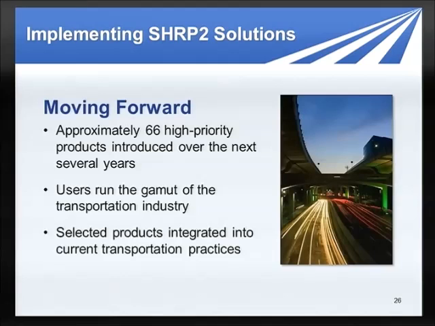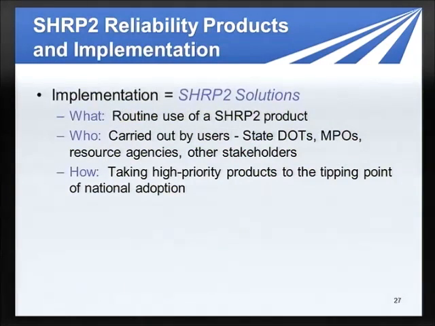The idea is to take select products and really integrate them into regular practices, or worded another way, to get some kind of routine use of SHRP2 products, so that years down the road it isn't a SHRP2 product, it's just how we do something now, and it's helpful to us. State DOTs, MPOs, resource agencies, and maybe other stakeholders might get use or benefit from some of these products. Essentially what we're trying to do with our implementation efforts, the technical assistance and the financial assistance, is take some of those high priority products and get them to the tipping point.